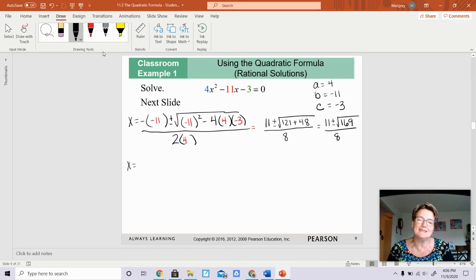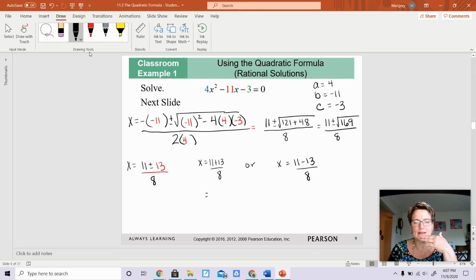Now, you're going to simplify the square root of 169, which is 13, all over 8. Now, before you do anything else, because of the numerators, I can add those two numbers together. I highly recommend you do this. My two answers are going to be x equals 11 plus 13 over 8, or x equals 11 minus 13 over 8. You want to simplify it. 11 plus 13 is 24, and 24 divided by 8 is 3.